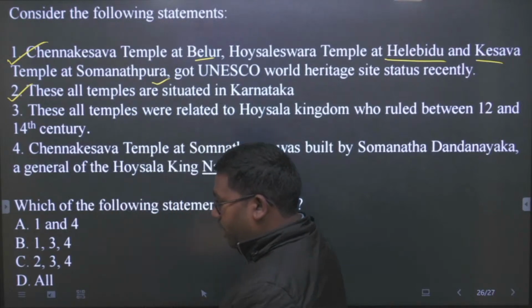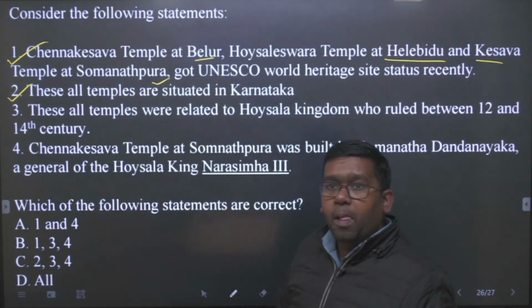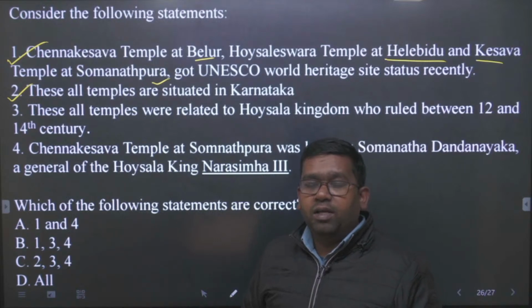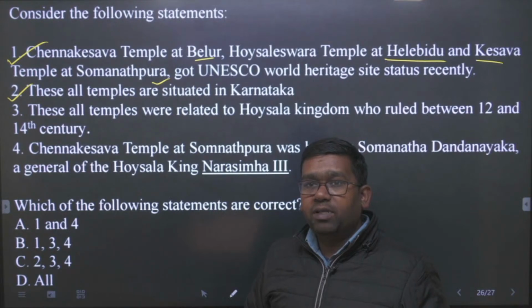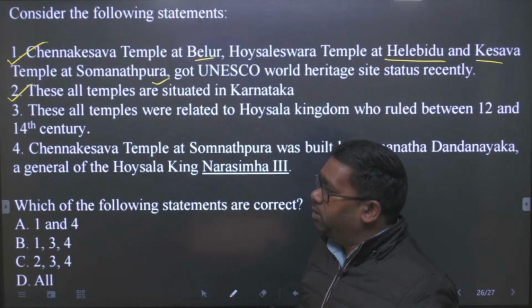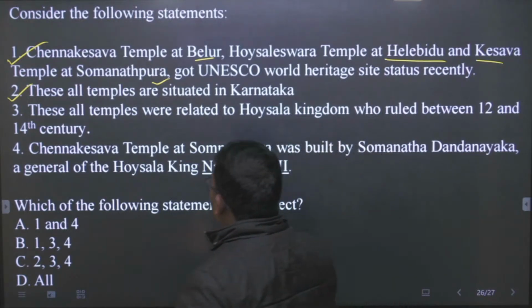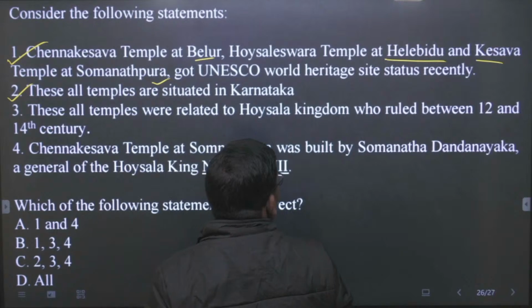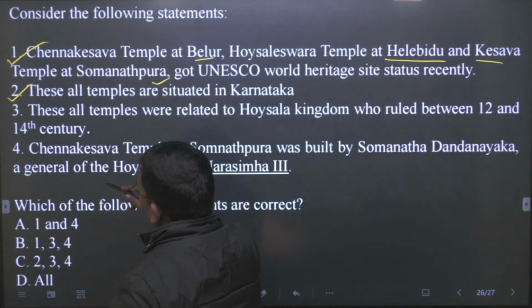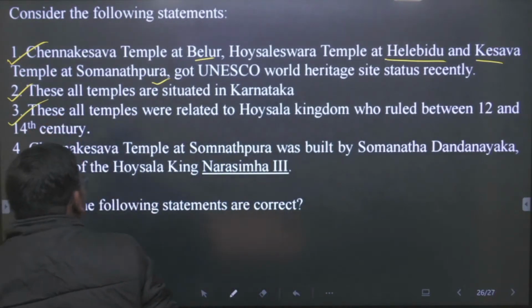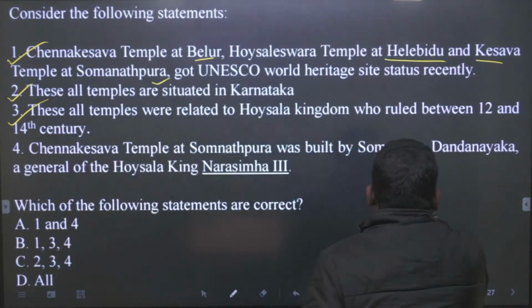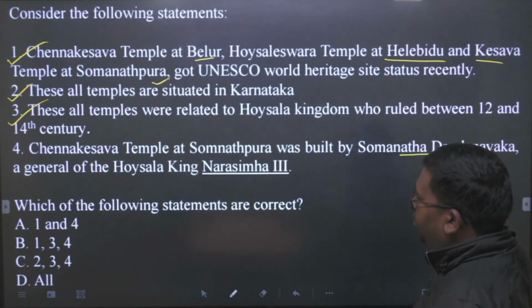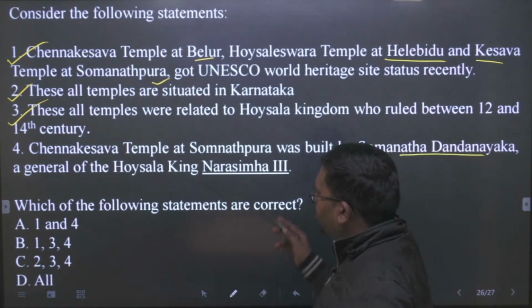The Hoysalas were the ones who were ruling from the 12th century to the 14th century after the decline of the Cholas. After the Chola decline, the Hoysalas were ruling and they had built very good temples, and all three temples have been included in the 2023 UNESCO World Heritage Sites. These temples are related to the Hoysala kingdom, which ruled between the 12th and 14th century. It is also true. And the Chennakeshava Temple at Somanathapura was built by Somnath Dandanayaka, a general of the Hoysala king Narasimha III. This is also true, right?